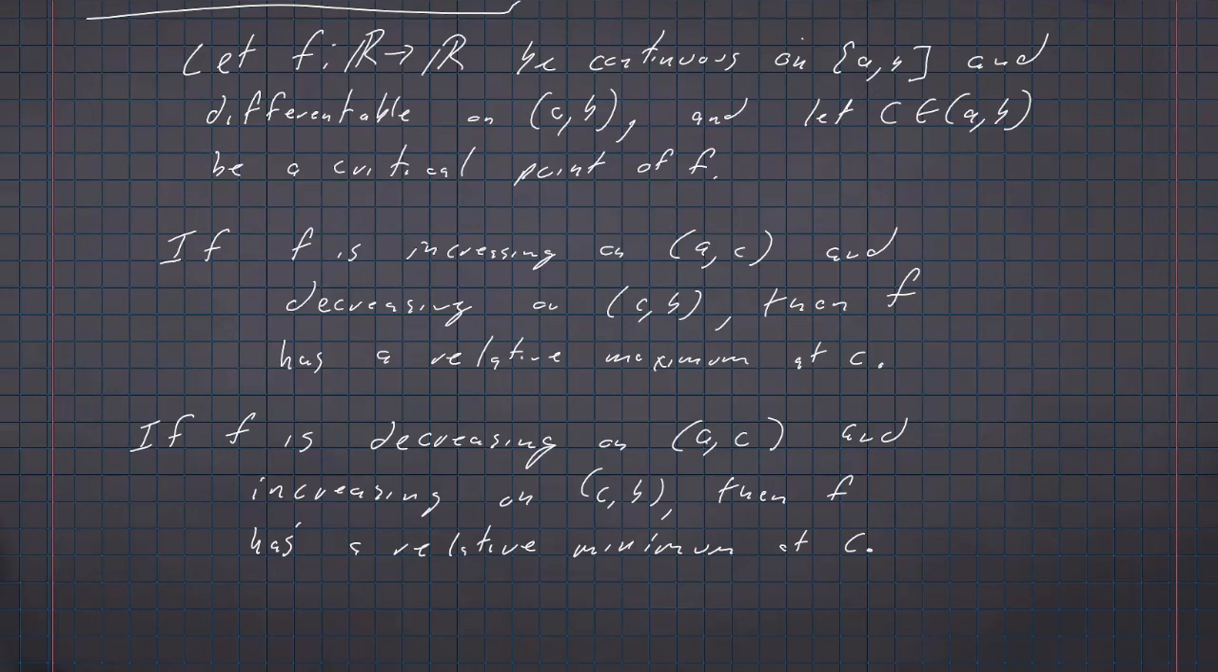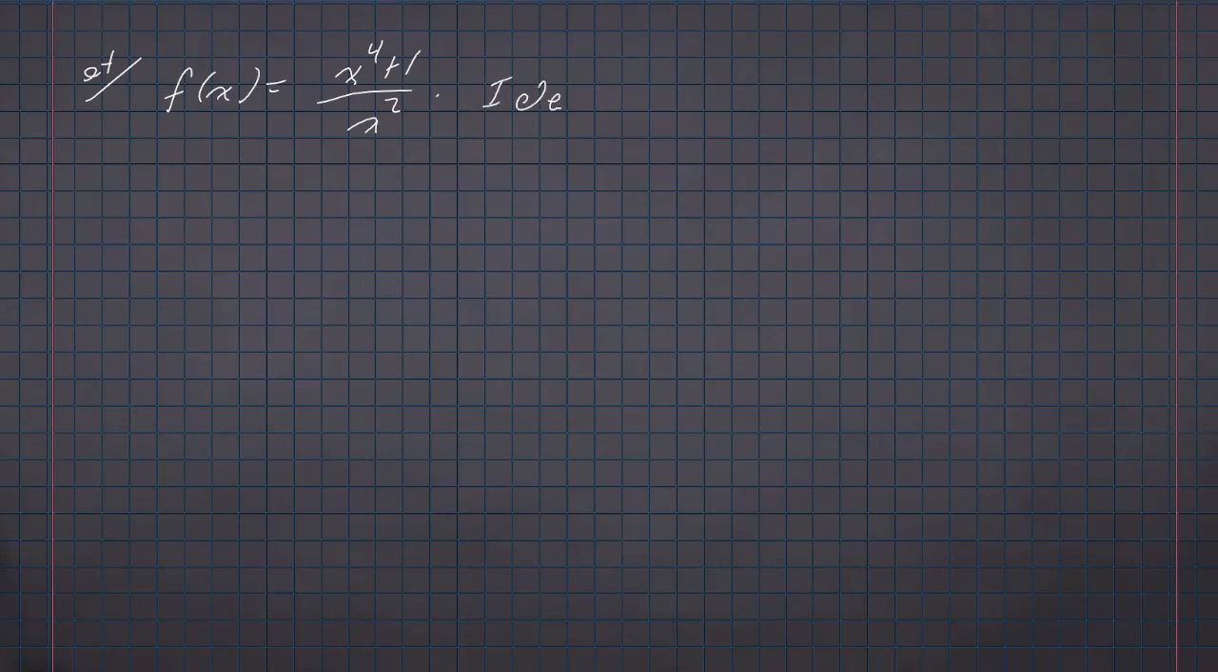I don't feel that we need to prove this. This is kind of how I took the definition of relative extrema earlier in this lesson. So instead, let's just use this and dive in and see what we can do with it. So let's consider the function f of x equals x to the fourth plus 1 over x squared. And our goal is to identify any relative extrema.